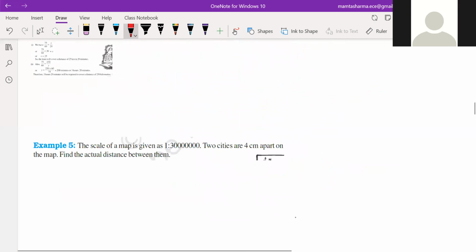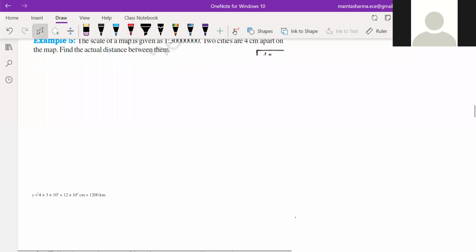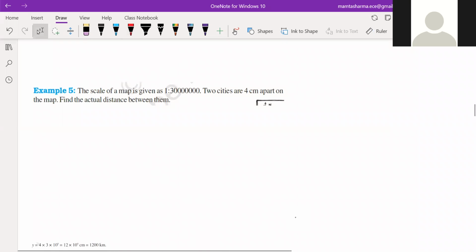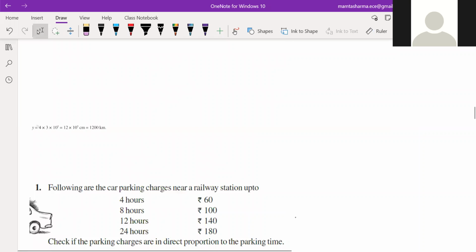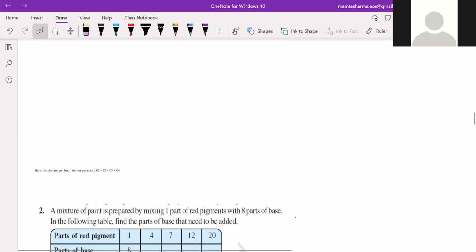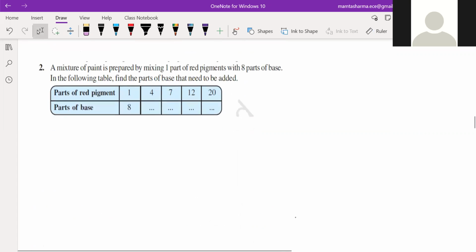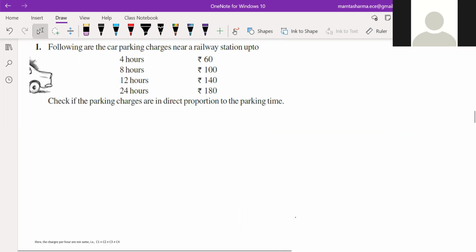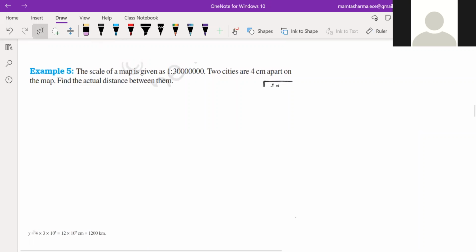Okay. Now we will see one more question of converting the unit. The map of 2 cities are 4 centimeters apart. Wait. Yeah, this question is quite important. Actually, this is not tough, but I want to take a little bit tougher one. Okay, you do this question.